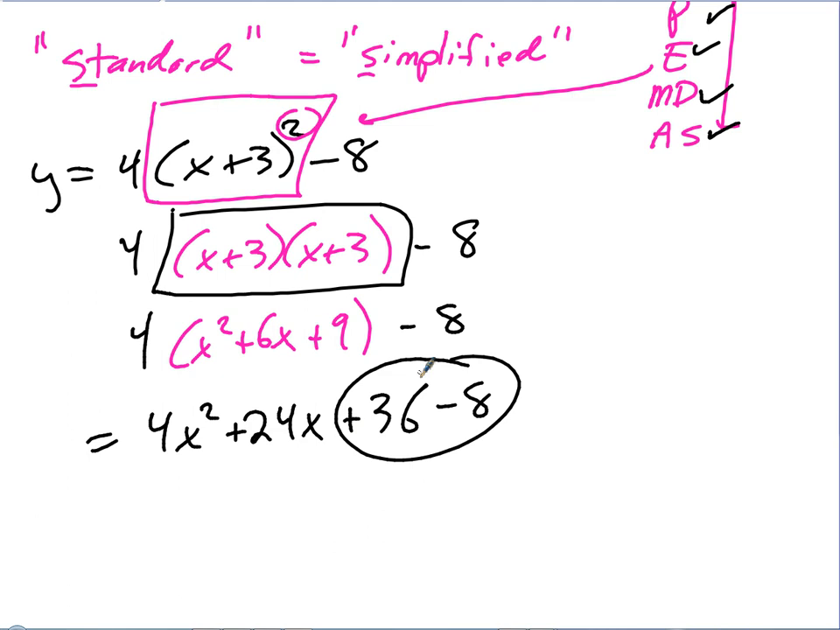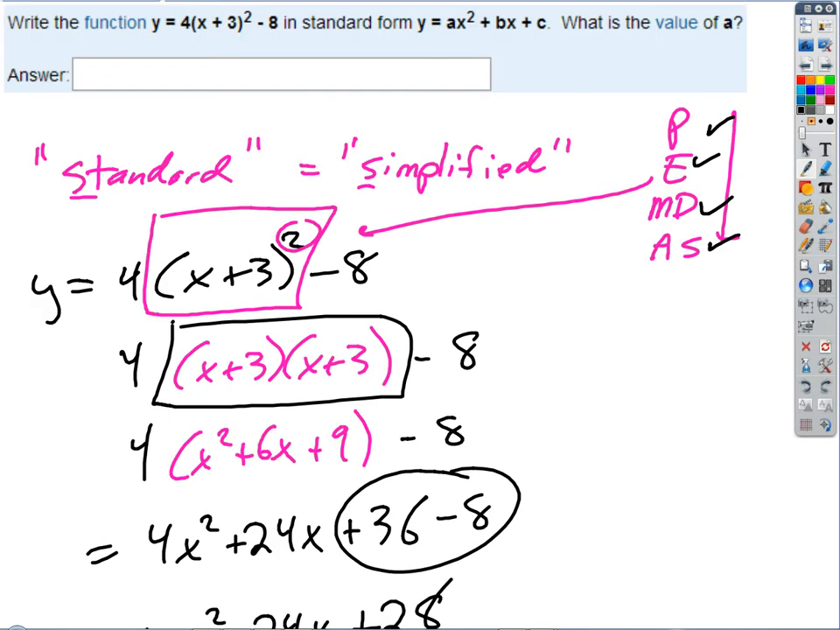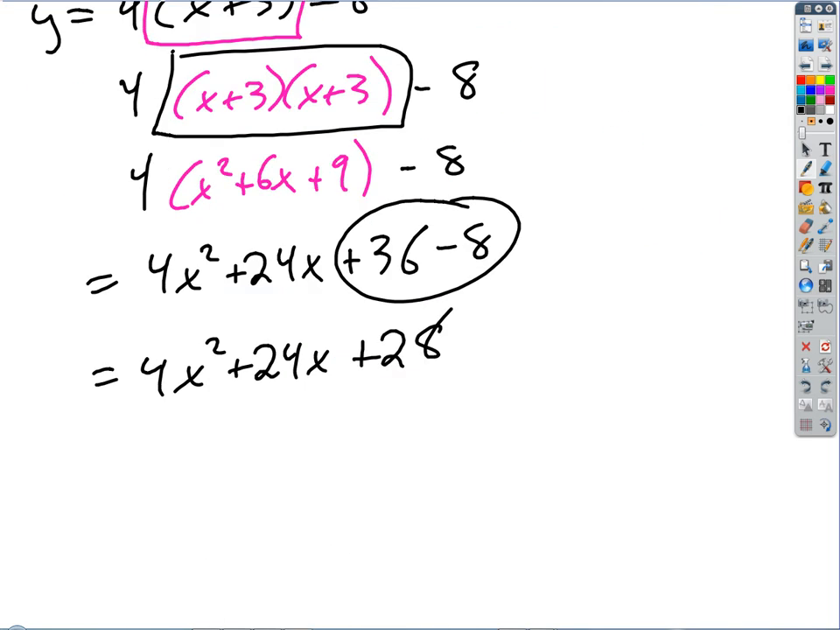Yeah, just add and subtract like terms. Well, 36 minus 8 is 28. So our final answer... that's it, right? And what are they asking about specifically here? They want to know the value of A. So what's the value of A? Well, it's going to be 4, right?